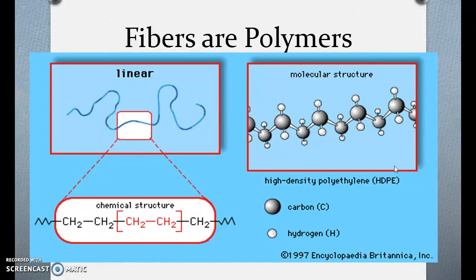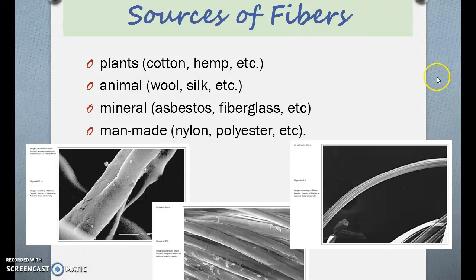Okay, so just some quick points to gain an understanding: fibers, especially synthetic, are polymers. Those are repeating units of the same type of structure over a period of time to create that source. And as we've discussed a little already, our sources of fibers can come from plants, animals, minerals, and man-made.